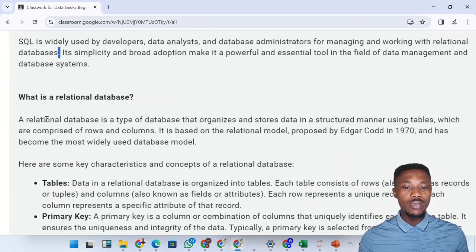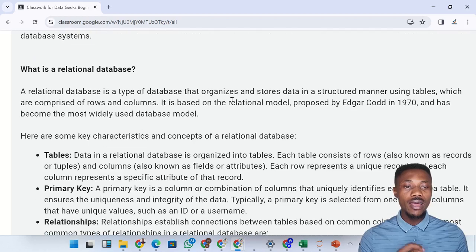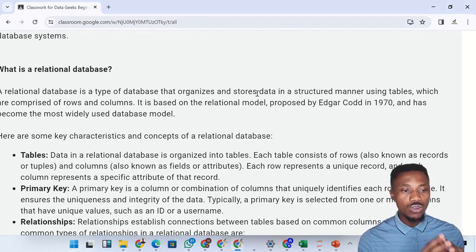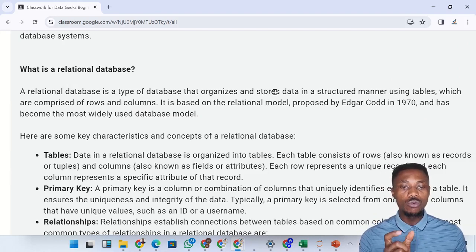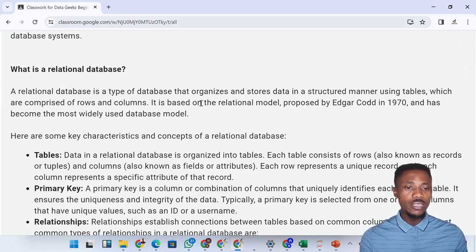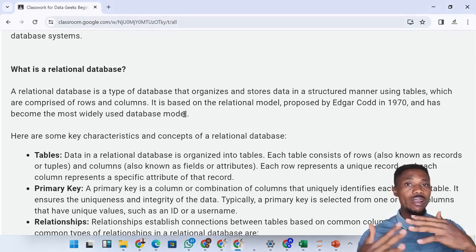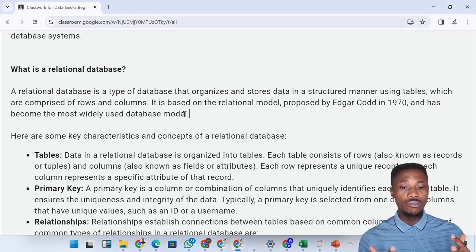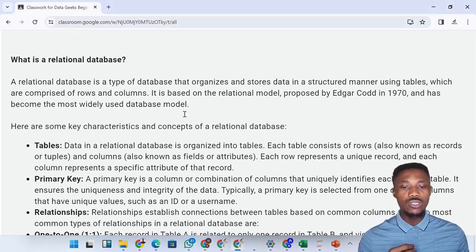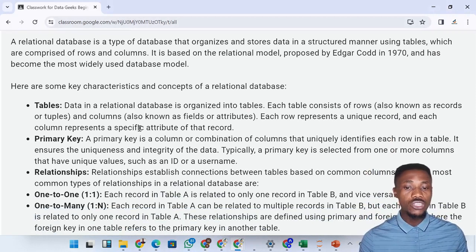Now remember I asked the question earlier, what is a relational database? A relational database is a type of database that organizes and stores data in a structured manner using tables, which are comprised of rows and columns. It is based on the relational model proposed by Edgar Codd in 1970 and has become the most widely used database model. It is called relational because it has to do with a collection of tables that are connected together in a kind of relationship. There are some key characteristics and concepts of relational databases.